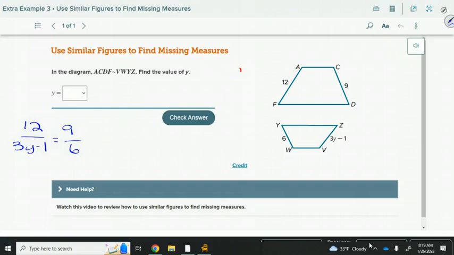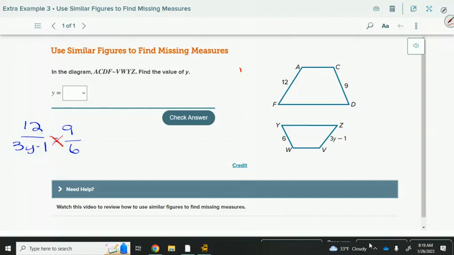Okay, so just to double check on your proportion, side AF is 12. But if I look at the similarity statement, that's the first and the fourth letter. So it matches up with the first and the fourth letter. So it matches up with VZ. So that's why 12 and 3y minus 1 go together. And then 9 and 6. And then we cross multiply.